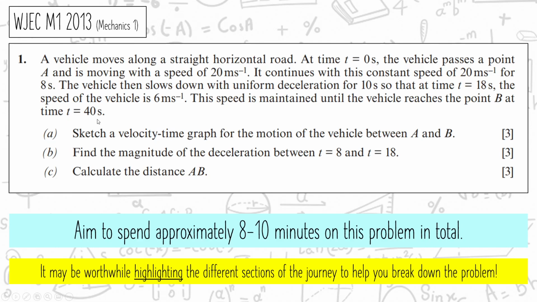We've got 3 things to do. In part A, we need to sketch a velocity time graph describing this motion. In part B, we need to find out what the deceleration was. And in part C, we need to calculate the distance travelled. Now, it's worth 9 marks in total, so you want to spend around 8, 9, 10 minutes. And when you're trying to break down this information, it might be worth using a highlighter to emphasize the different sections of the journey.